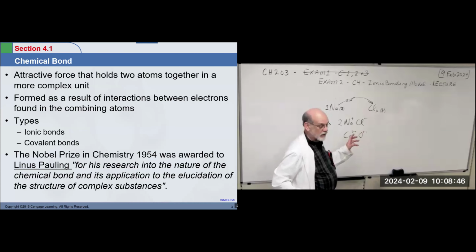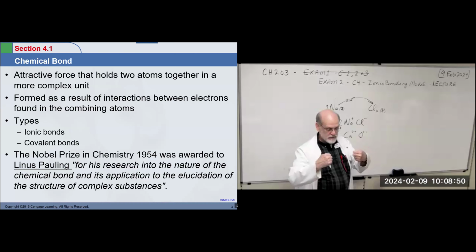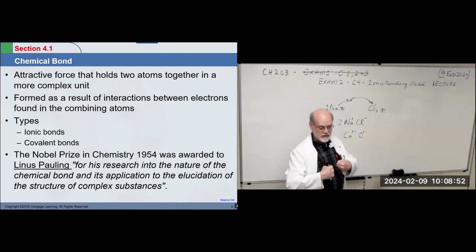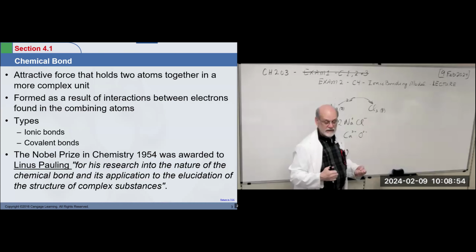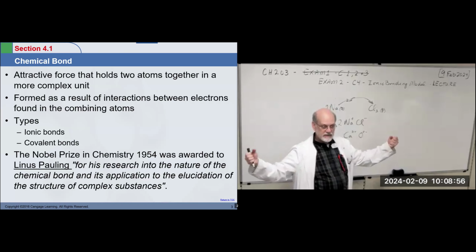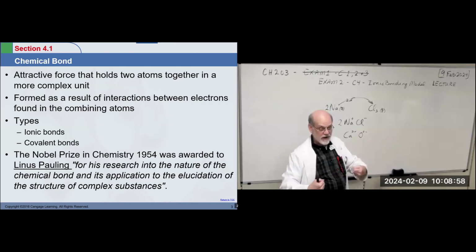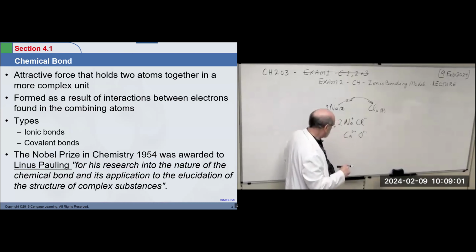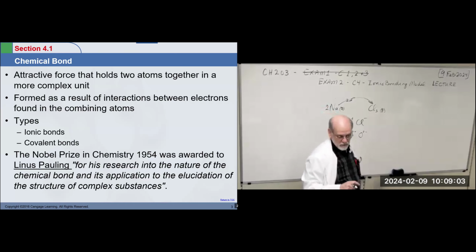And the other thing is, how close are they together? Because the closer you get two opposite charges together, the stronger they attract. It's kind of like gravity too. The closer you get two bodies, heavenly bodies together, the stronger they attract one another. So that's one type of bond.